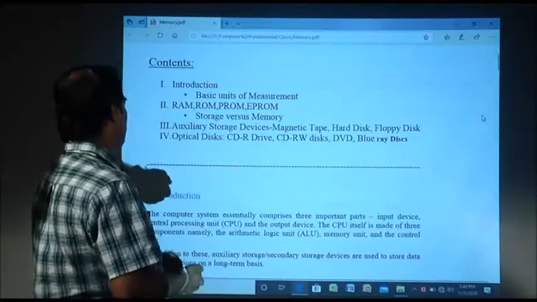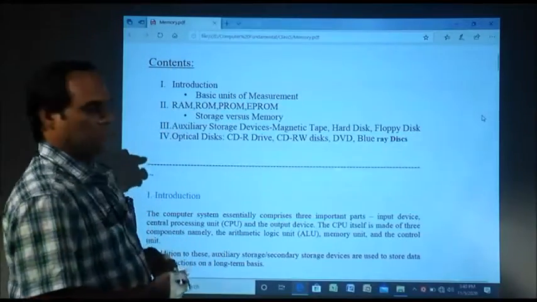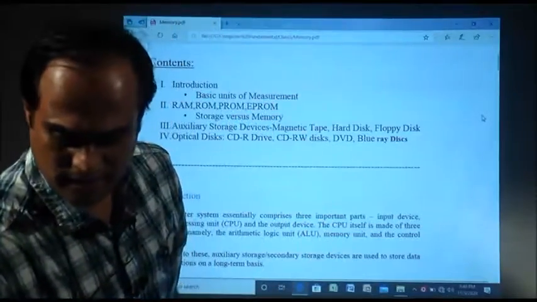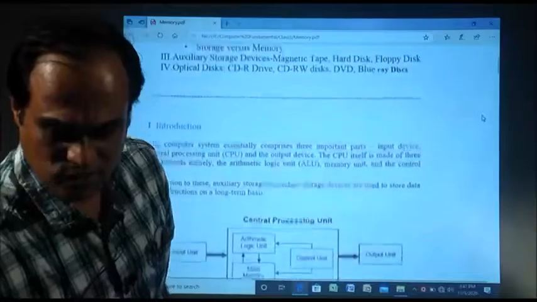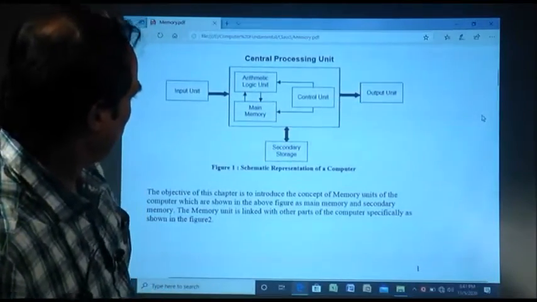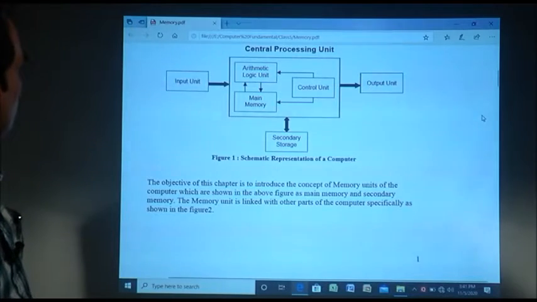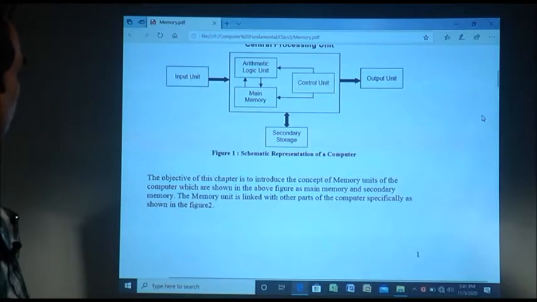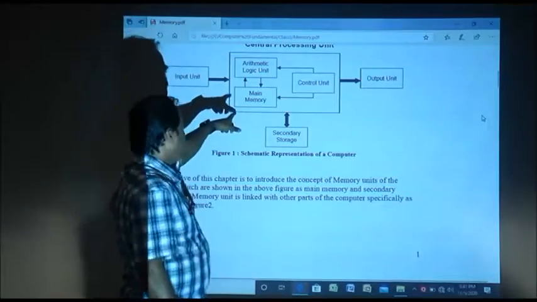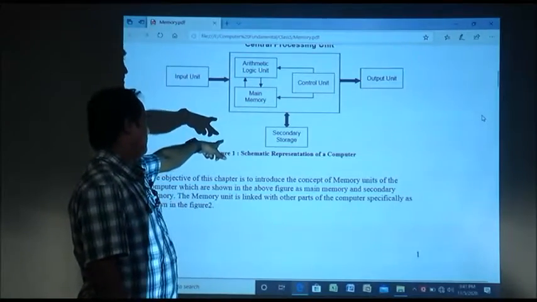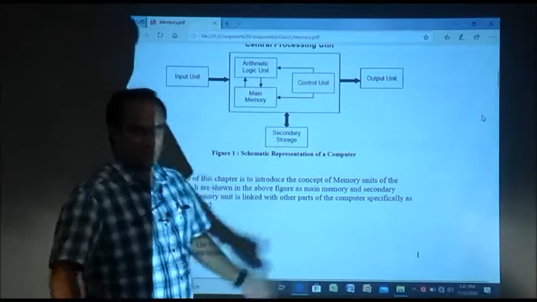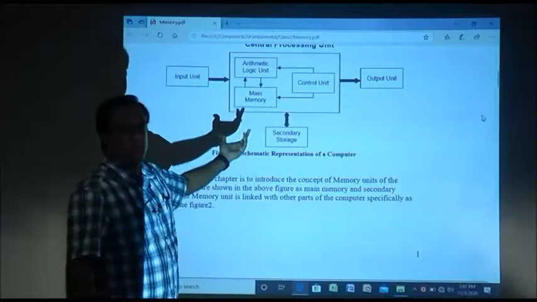So, today we will discuss, next, come to memory. I have already given the introduction. Everything I have explained, that means what the main memory is. Accordingly, during the execution the system uses the main memory, and when we want to store permanently, because main memory is the temporary memory.